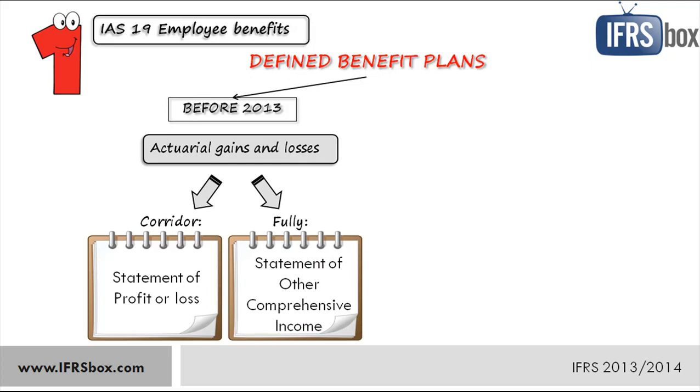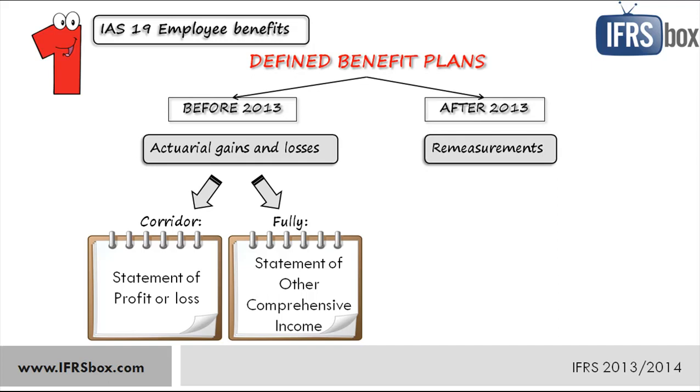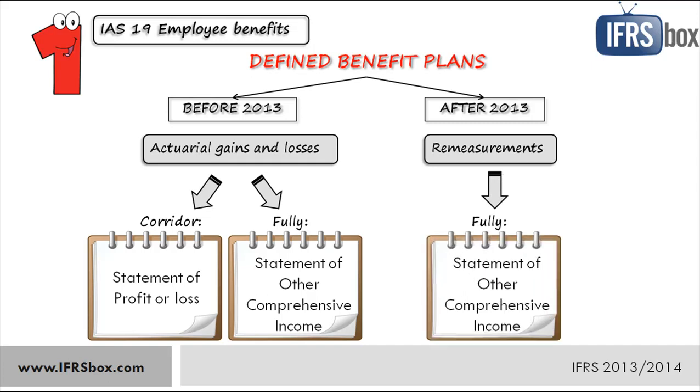After the amendments, valid from 2013, these changes are called remeasurement of defined benefit liability, and you don't need to worry about any corridors because new IAS 19 requires recognizing them fully to other comprehensive income. So effectively, it's a simplification for us accountants. But if you used corridors before, then watch out for your equity because you'll see more volatility there due to immediate recognition of full remeasurement, and you'll need to explain that to the shareholders.